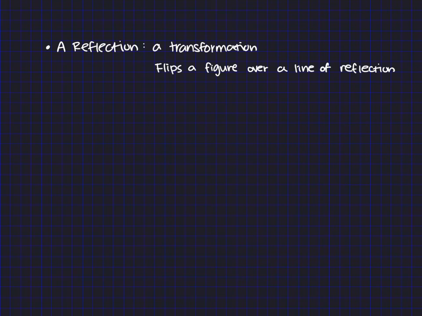A reflection is basically a transformation that flips a figure over a line of reflection. So you have two important parts here. First, it's a transformation. That means using the original shape, you're going to move or do something to the original shape to find out the new one. And then also it flips a figure over a line of reflection. So think about it as a mirror image. Whatever you have on the left side is going to look the same on the right side. Whatever you have on the top, you're going to have the same figure on the bottom.